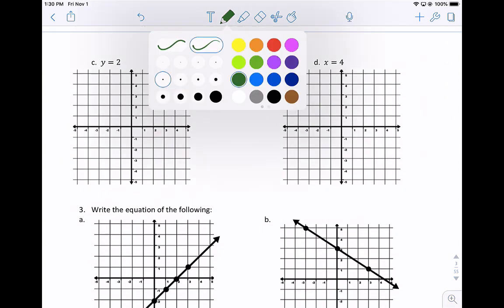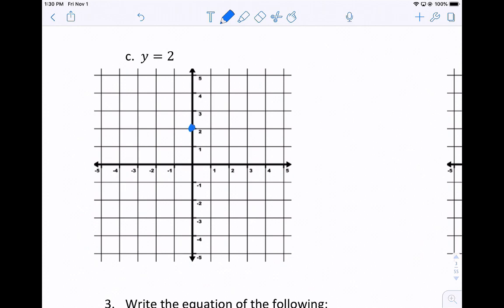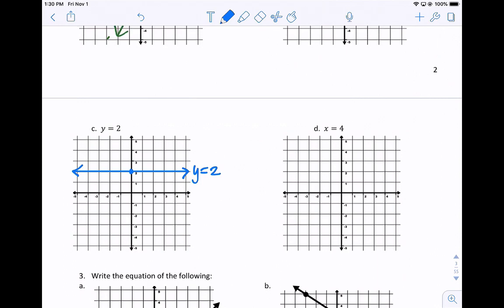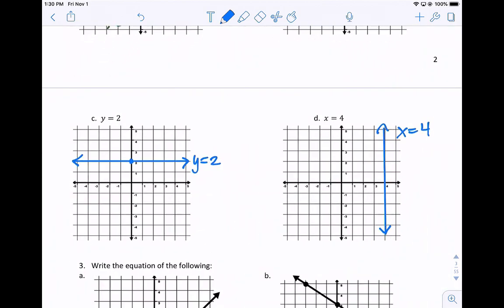And again, we talked about we have a y equals line. The y-intercept is 2. The slope is 0. So it would be a flat horizontal line at y equals 2. And then if it's an x equals line, we're going to find where x is 4. All along this line, x is 4. And so our x equals lines are vertical.